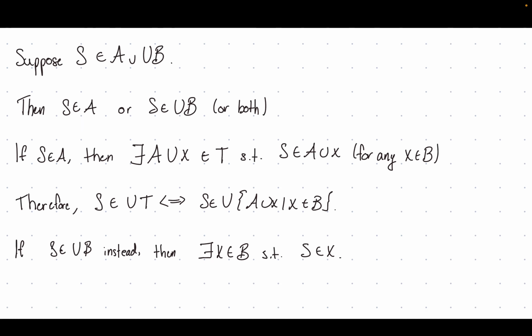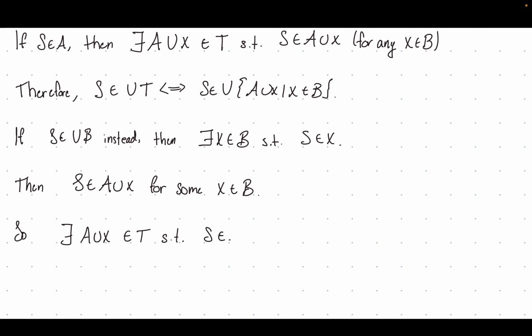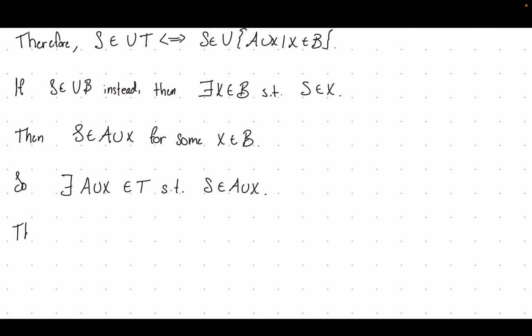Cool. Now what this means is that S is in A union X for some X in B. So there exists some A union X in T such that S is in A union X. Therefore, S is in the union of T. So, yeah, pretty much the same proof as above.